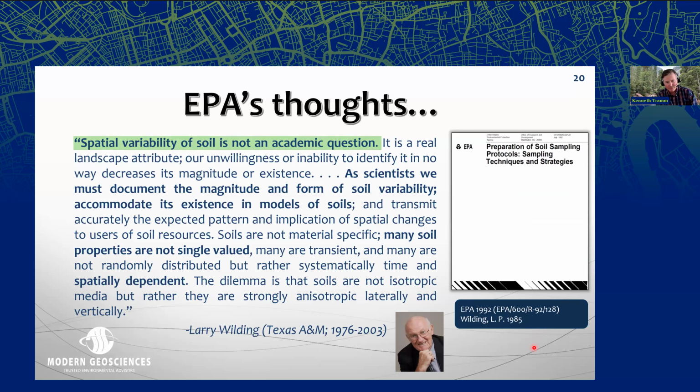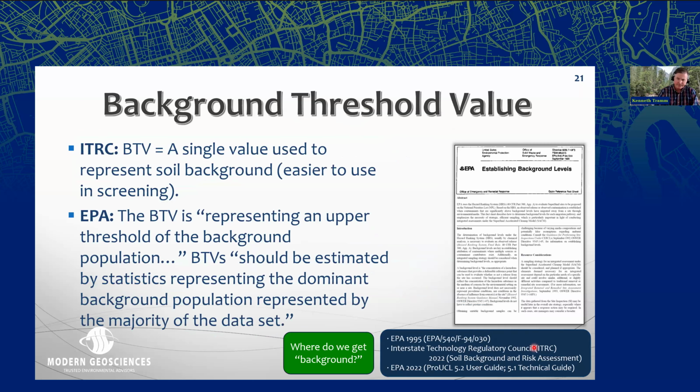So spatial variability is not an academic question, right? It exists whether we want to argue about it or not. What we need to understand is the magnitude of that, and understand that we can't put a single value to it unless that single value is inclusive, or more specifically, we accommodate the existence of that variability in whatever models we use. So as a driving force or a directive, that informed the way EPA put together a lot of its background thinking.